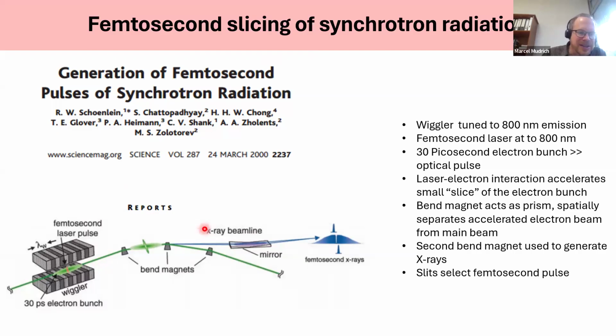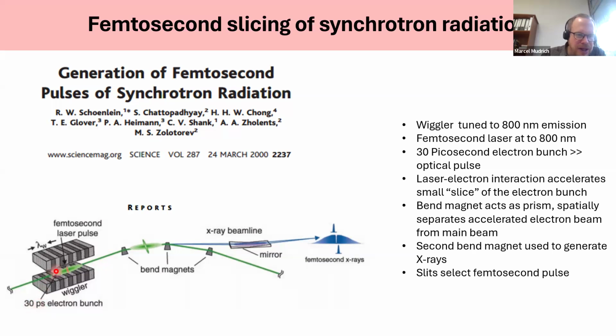And the way it works is that this intense femtosecond laser pulse is superimposed onto the electron bunch as it travels through the undulator. And remember that an electron bunch is quite a long sausage. This is in time 30 picoseconds or sometimes even 100 picoseconds long. So much longer than the femtosecond pulse. This was probably around 30 femtoseconds, so a factor 1000 shorter and quite intense.